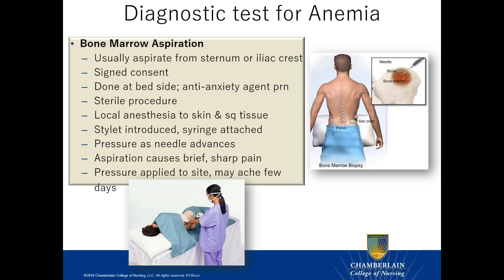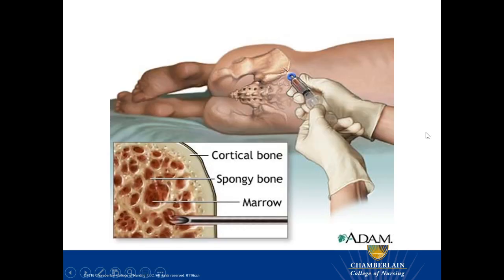And finally, we put pressure on it to prevent bleeding. Here's a picture through the skin of the iliac crest, and you can see that needle that is bored in there into these marrow spaces, and then that marrow is withdrawn. It's very thick, very viscous.